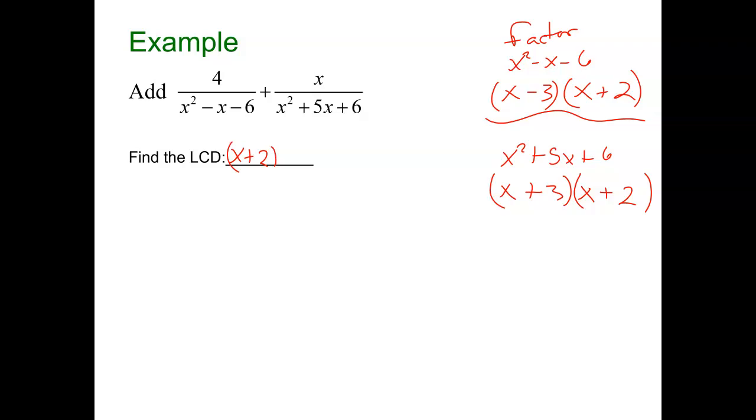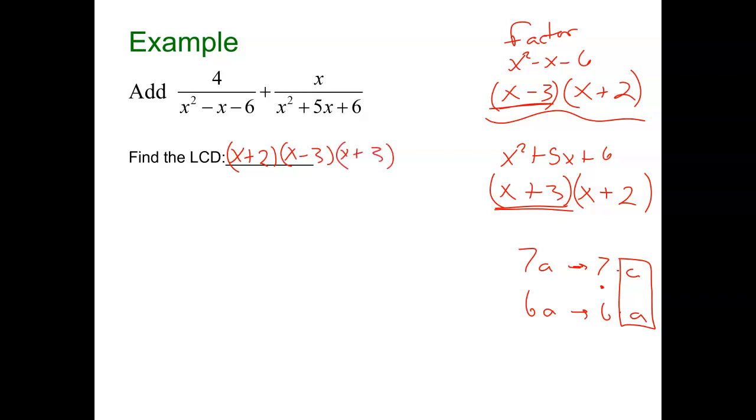Okay? Now, anything that's unique, we also have to include. Okay, so remember, going back to when we had 7a, which was 7 times a, 6a, which was 6 times a. They both had the a in common, so that's part of our denominator. But then I had to multiply the two things that they were missing, the 7 and the 6. So I'm doing the same thing here. The things that each one is missing also get multiplied in. So my denominator is those 3 factors.